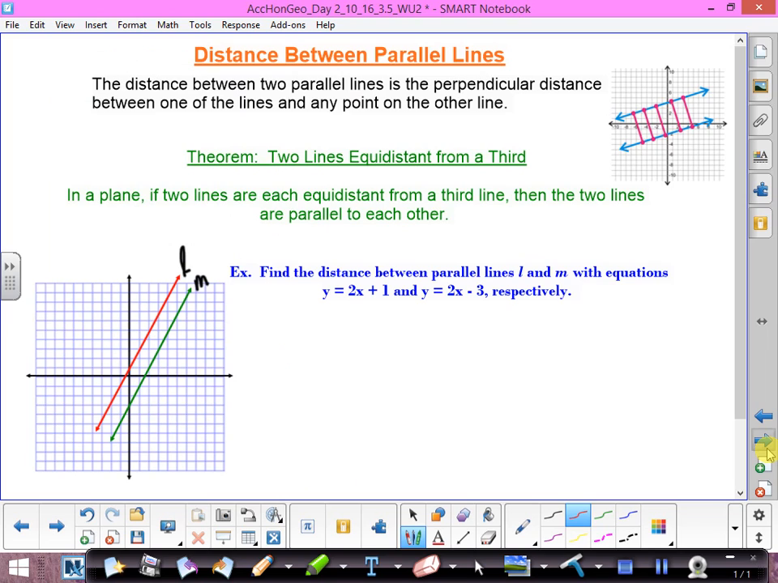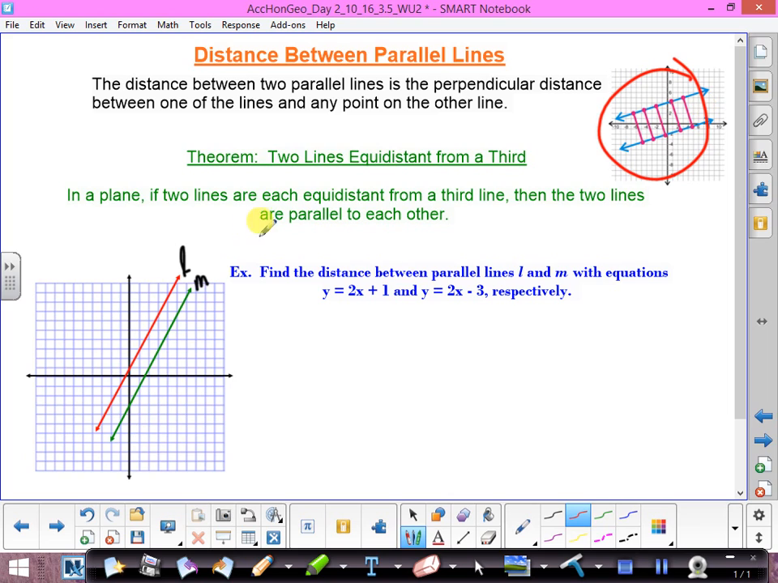So the other type of problem we have to be able to solve is finding the distance between 2 parallel lines. And the reason why we're doing all of these problems is it's going to help us later on when we get into polygons and triangles and trying to find certain segments and points. So that's why we're going through all this. So the distance between 2 parallel lines is the perpendicular distance between one of the lines and any point on the other line. So when we're working with 2 parallel lines, as you can see in this picture, there are lots of segments you could choose from. And we're going to apply this theorem.